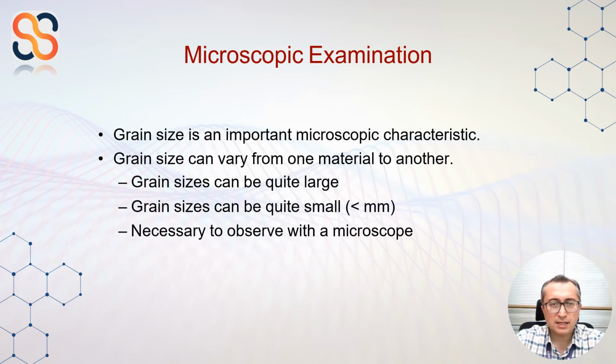On the other hand, in many materials, grain sizes can be quite small, often less than a millimeter. In these cases, a microscope is necessary to observe the individual grains. So, the size and arrangement of grains can significantly affect the mechanical properties of a material. For instance, smaller grains often lead to higher strength through a mechanism known as the Hall-Petch relationship, which suggests that finer grained materials are typically stronger.